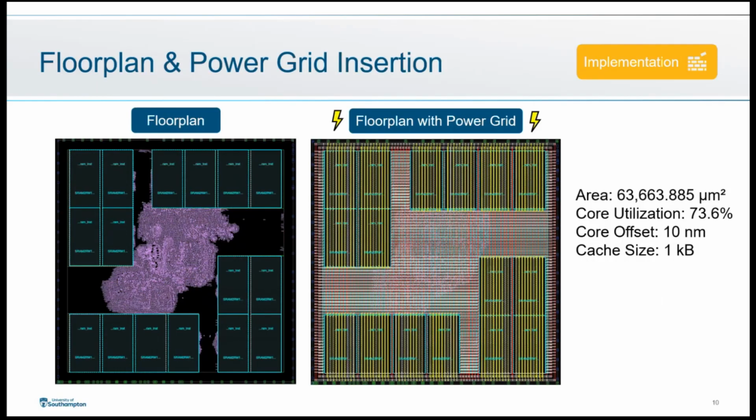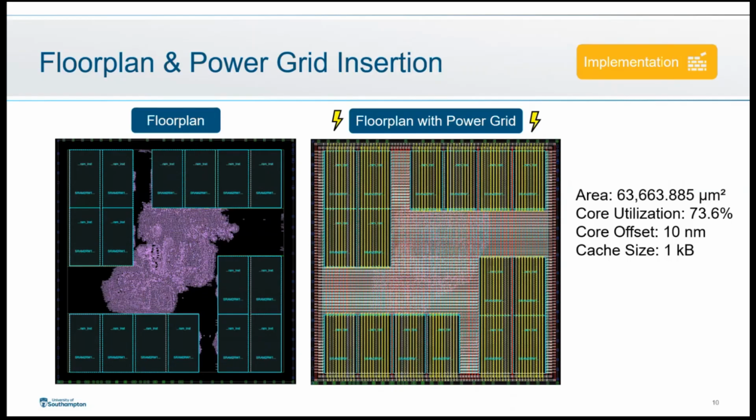As seen with the floor plan on the left, we have got a square floor plan with a 70% core utilization. And those are the area and core utilization statistics that we ended up getting. Initially, we had a core offset of 0.45 nanometers. However, we had to increase this to 10 nanometers when we started the power grid, as seen on the right.